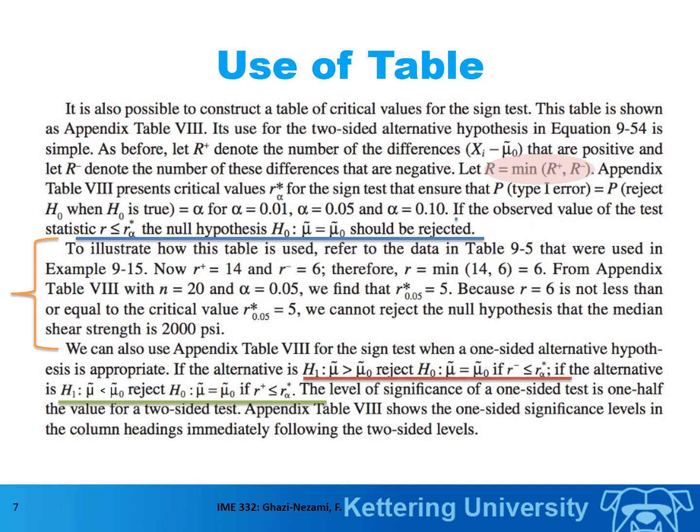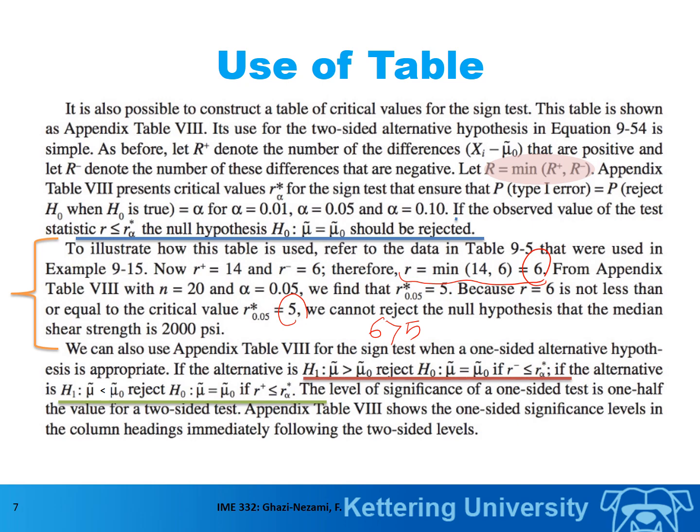So I need to compare that minimum with that threshold, which was equal to 5. We said if the minimum is less than the threshold, we will reject it. But in this case, we will see the minimum is obviously greater than 5. So our conclusion for this example is that I will fail to reject the null hypothesis, and I can say that I cannot reject the null hypothesis that the median strength is 2000 psi. So that was one example for a two-sided test.